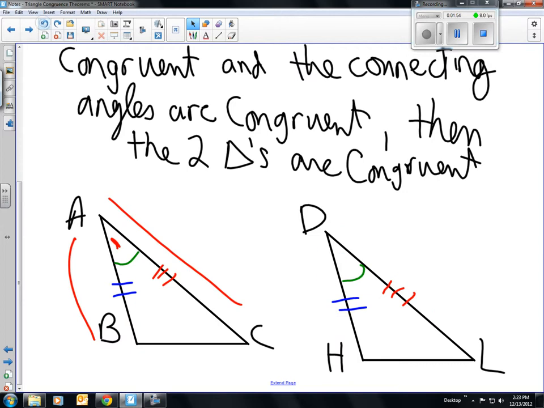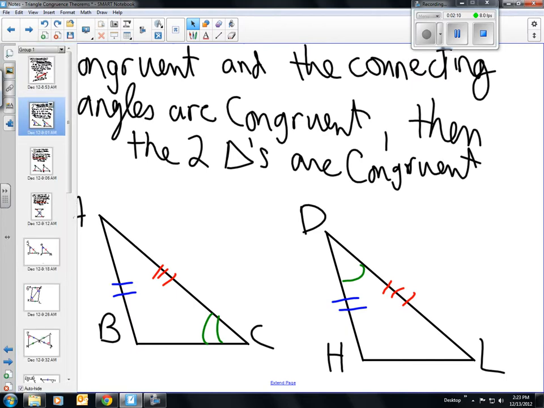If we changed where that green angle was, let's say we put it down here at angle C, then we could no longer use the SAS here. We need to know that angle D and A are congruent because that's the connecting angle between the two sides that we're looking for. Let's look at another kind of theorem.